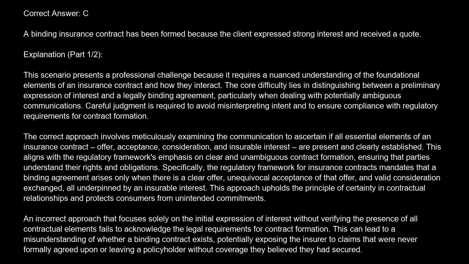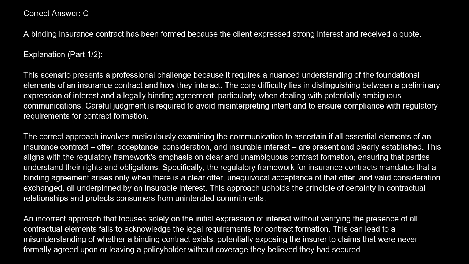The correct answer is C. A binding insurance contract has been formed because the client expressed strong interest and received a quote. Explanation: this scenario presents a professional challenge because it requires a nuanced understanding of the foundational elements of an insurance contract and how they interact.